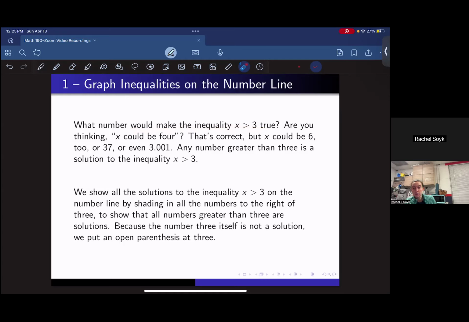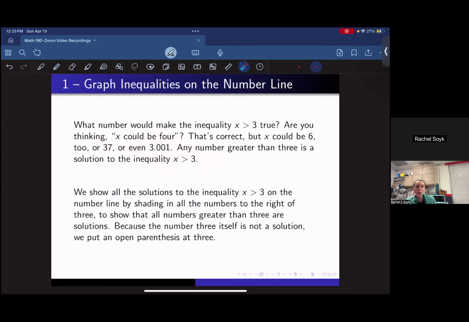And it's just all values that are greater than 3: 3.1, 4, a billion, a trillion, 256,415,413,314, so on and so forth. Are you thinking x could be 4? Yeah, that works. Could x be 6? Yeah, or 37, or 3.001? All of these are potential solutions. Any number greater than 3 is a solution to this inequality.